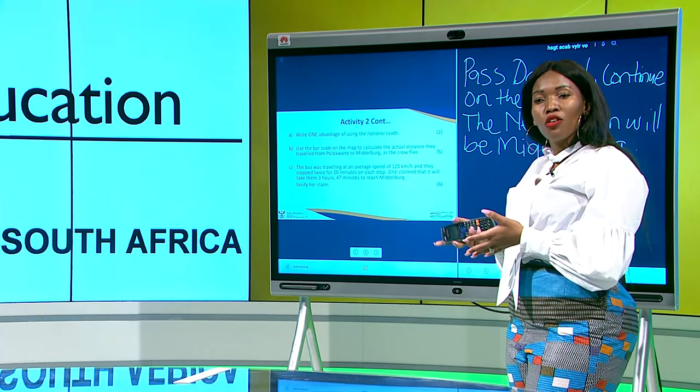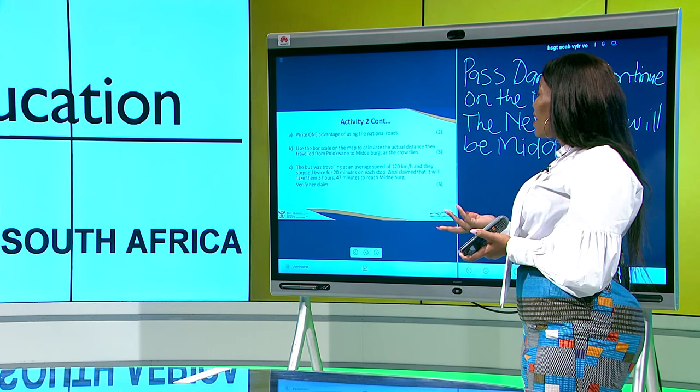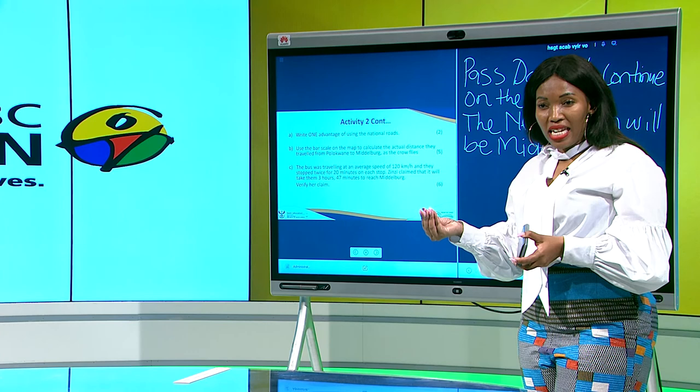Because if there are no potholes, it means your car as a driver is protected. So only one advantage. You can say that because they are shorter and quicker to travel on, or the other person can say because there are no potholes, or any other reason that is valid. Remember, the reason has to be valid.